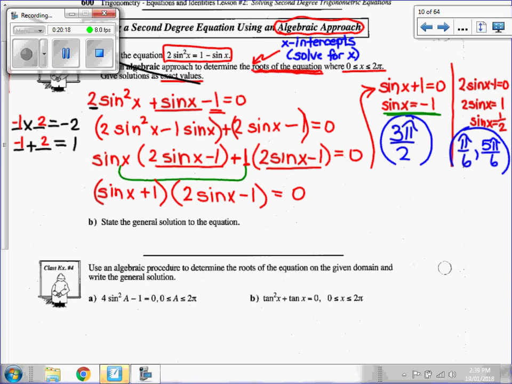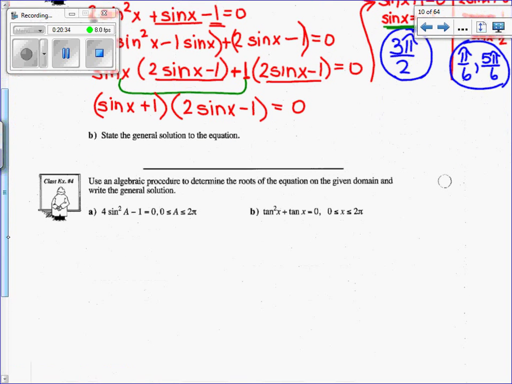So again, I'm going to say, make sure that you've learned your unit circle, make sure that you know it, and that you're writing it out every day so that you have it at your fingertips and you can save yourself a ton of steps. Okay? Okay, so B just wants us to state the general solution.